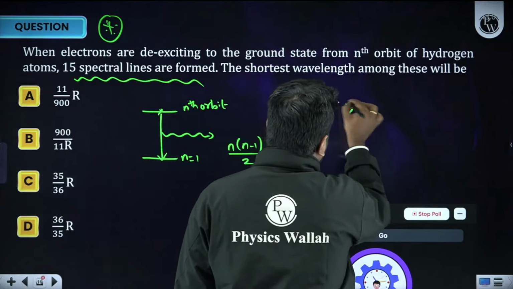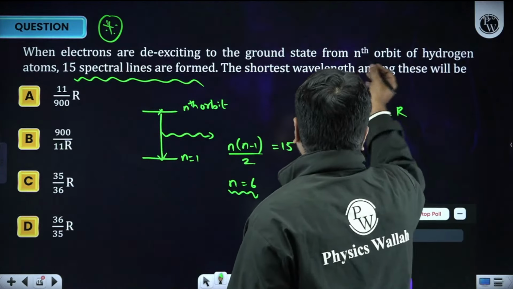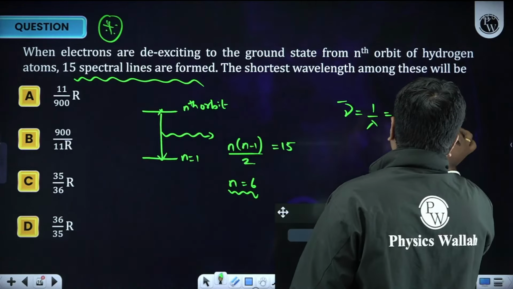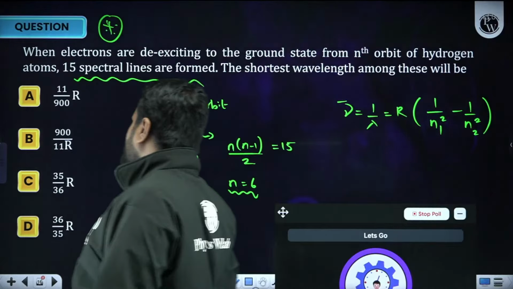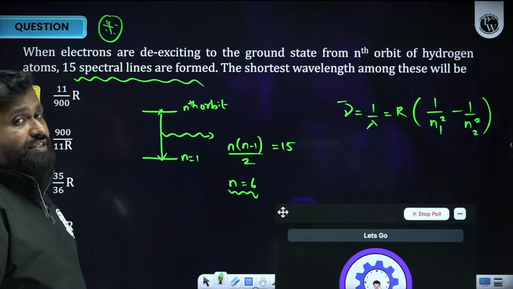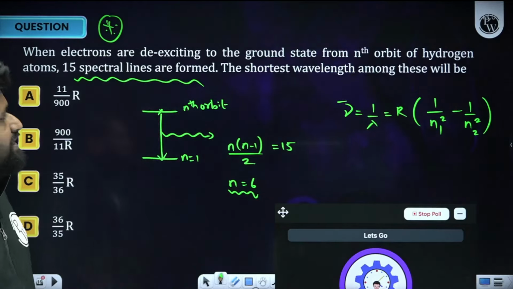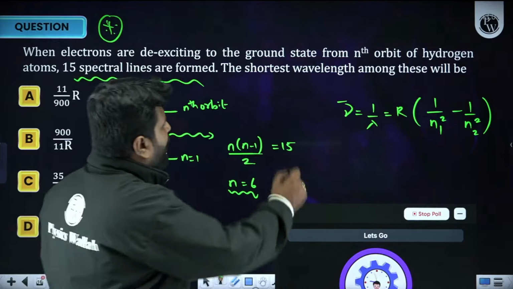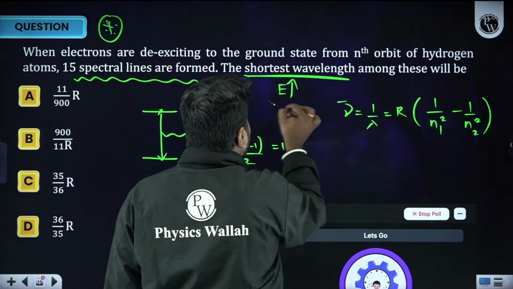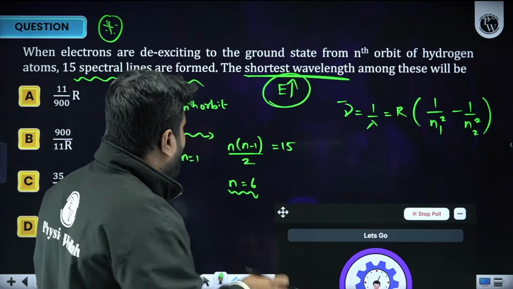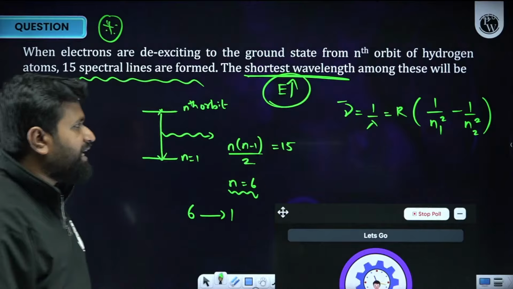So what we know, wave number formula, that is nothing but R into Z square, for hydrogen atom Z is 1, into 1 by n1 square minus 1 by n2 square. What we know exactly, my dear students, is if wavelength is more, energy will be less. Energy is inversely proportional to wavelength. So they are asking shortest wavelength. Shortest wavelength means energy should be very high. When will energy be very high? From the 6th orbit to the 1st orbit, then energy will be very high.